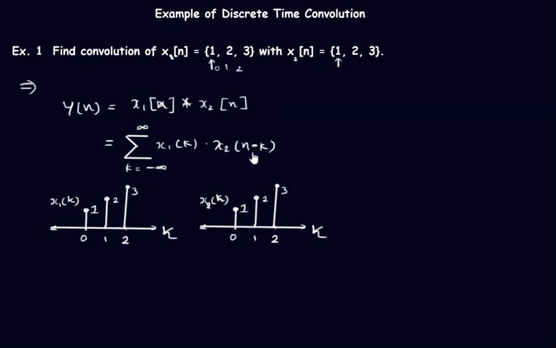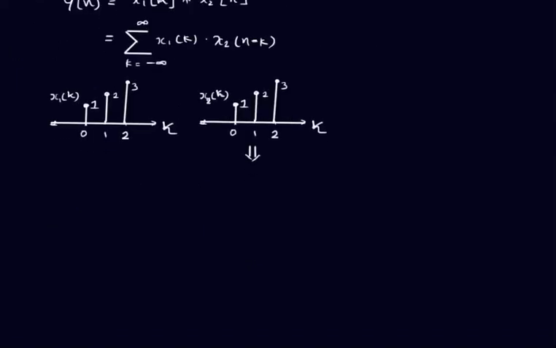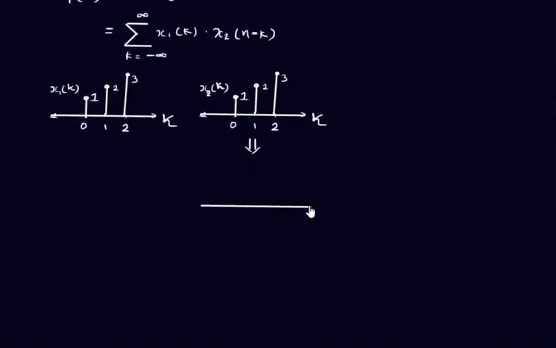Now we have to fold this signal. To make x2 of k into x2 of minus k, we have to multiply all the individual values on the k axis by minus 1. So this 0, multiplied by the negative value, will give us 0. So the location is 0, and at location 0 the magnitude is 1, so it will remain as it is. Now in x2 of minus k, again this 1 will be multiplied by minus 1, the negative sign.